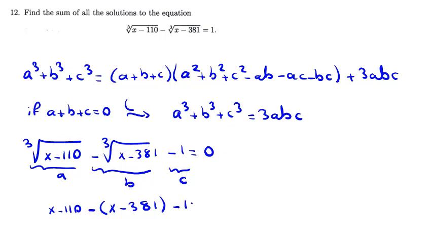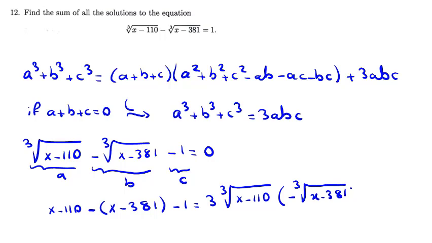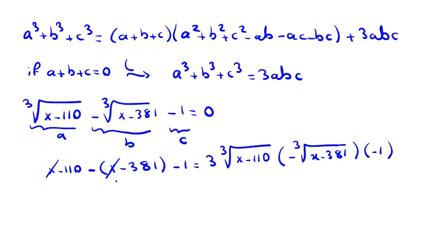minus 1 equals 3 times cube root of x minus 110 and negative cube root of x minus 381 times negative 1. Now, if we cancel these two terms, then we have what?